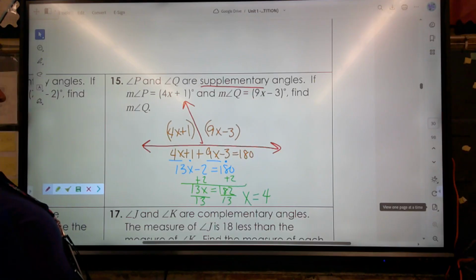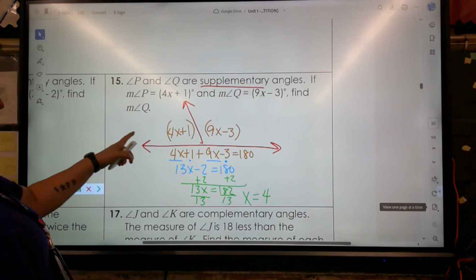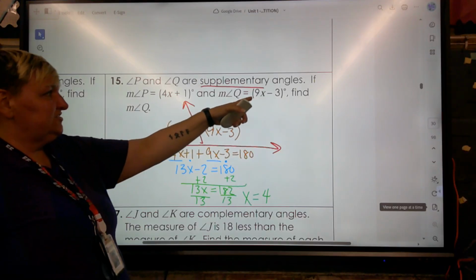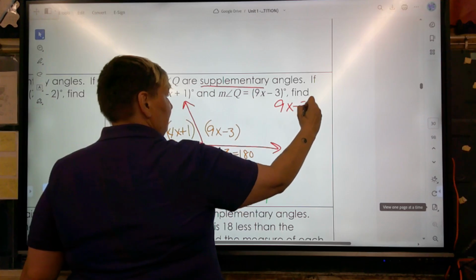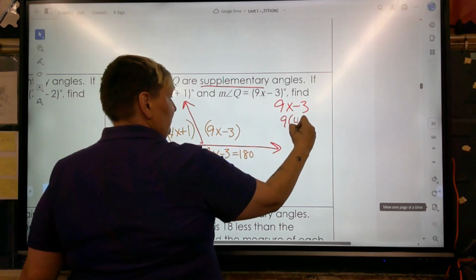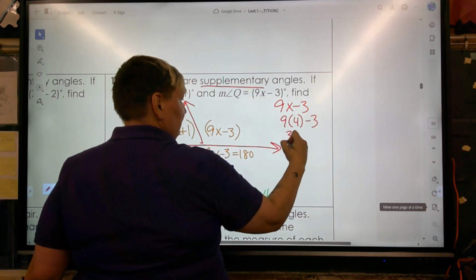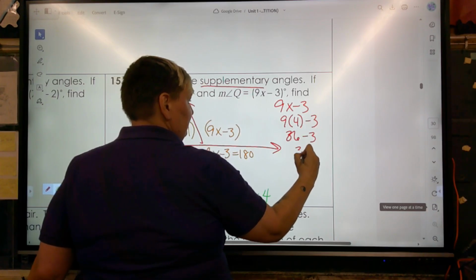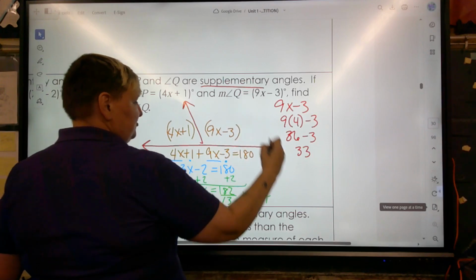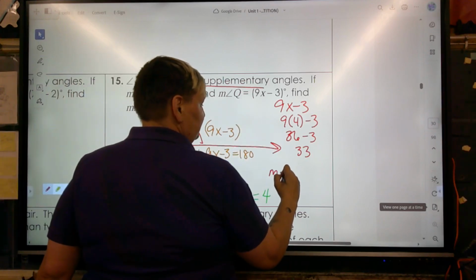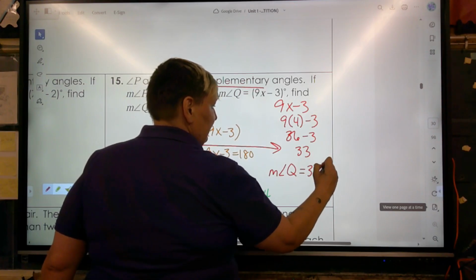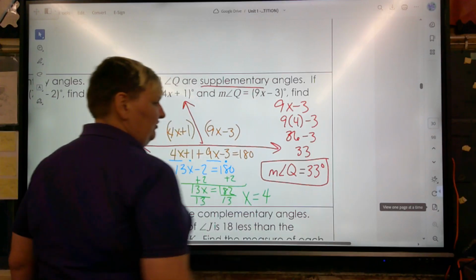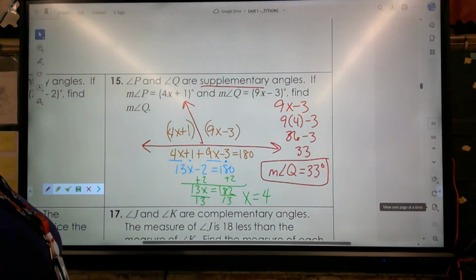Did it ask for x? No, it asked for Q, which is 9x minus 3. Now that we know what x is, we're going to replace it. 36 minus 3, 33. So we're looking for the measure of Q. So the measure of angle Q is 33 degrees. Don't forget the degree symbol. Don't forget to box it.